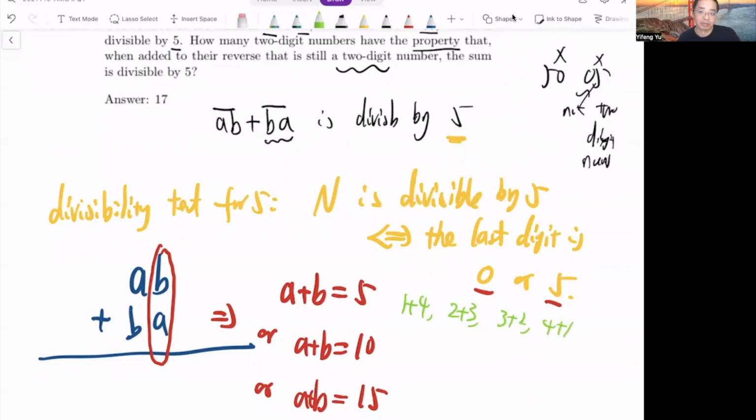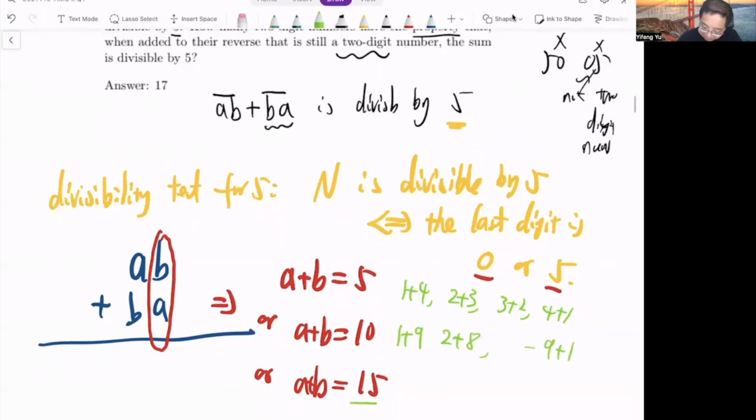4 plus 1, because here the order matters. And A plus B is 10: it's 1 plus 9, right? And then 2 plus 8, and all the way to 9 plus 1, right? And A plus B is 15, because A and B are both one-digit numbers.